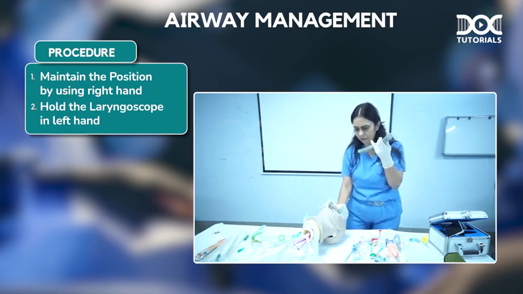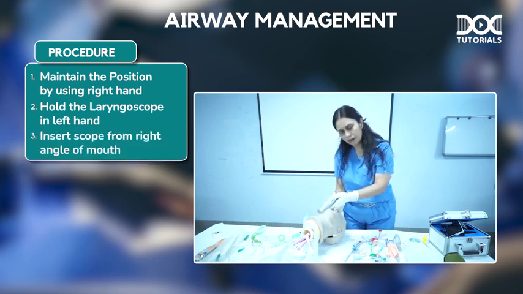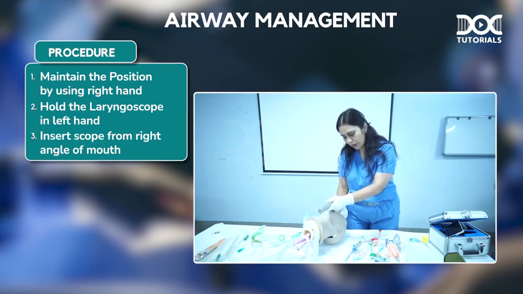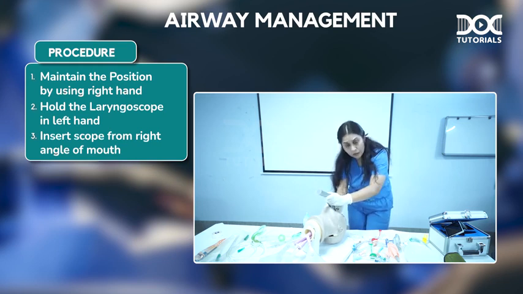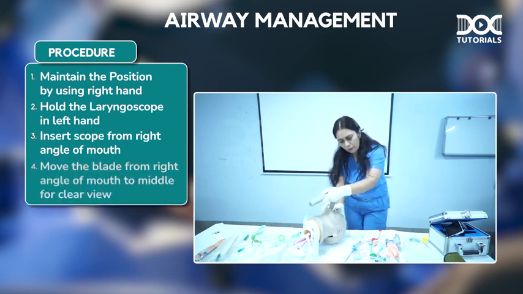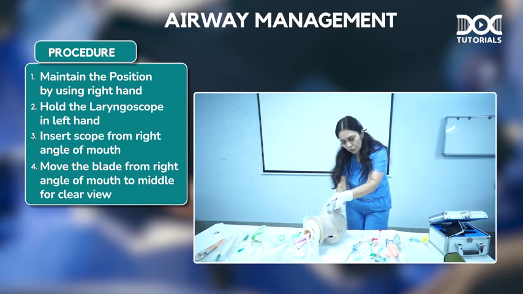After holding it in my left hand, I introduce it from the right angle of the mouth. As you can see, I introduce it from the patient's right angle of mouth, and under full vision I have to see how the blade of my laryngoscope is going. When I am introducing it, I have to push the tongue out of my vision. How do I push it? I move the blade from the right angle of the mouth to the middle. When I do this, the tongue is pushed from the middle to the left side.